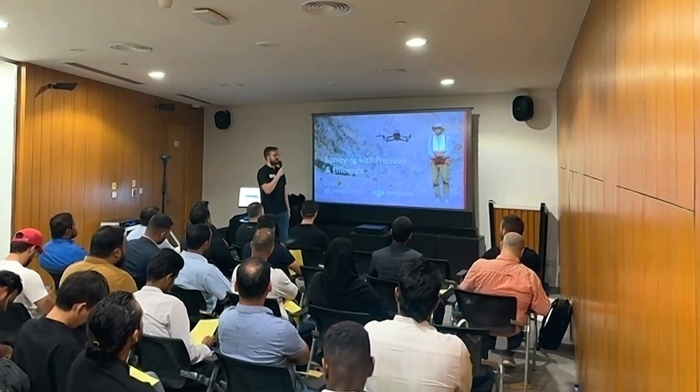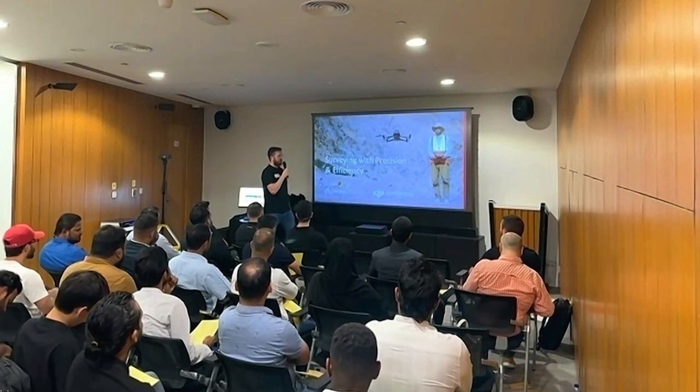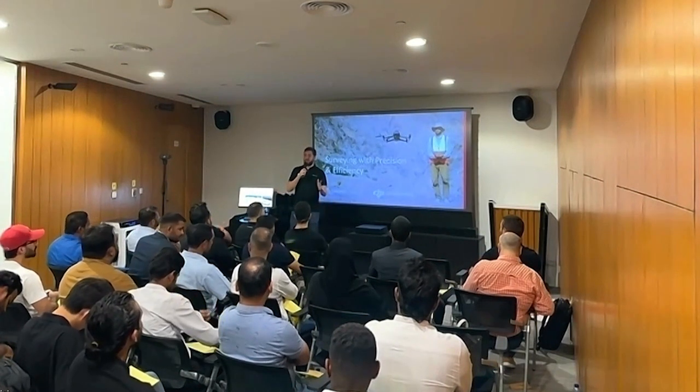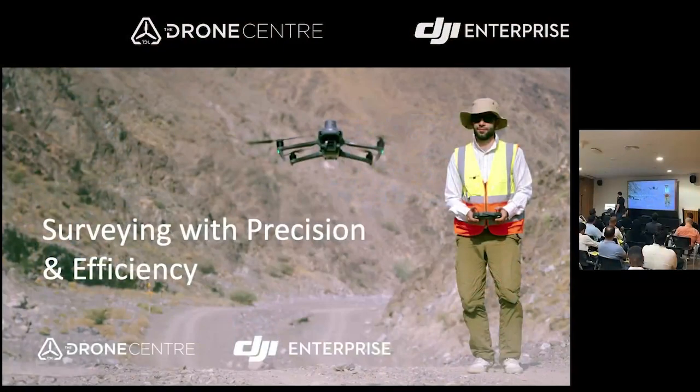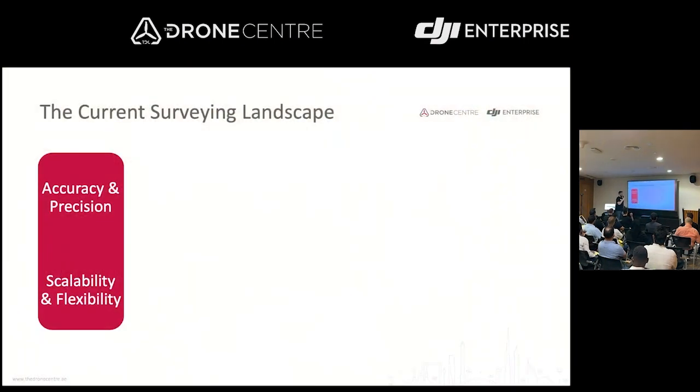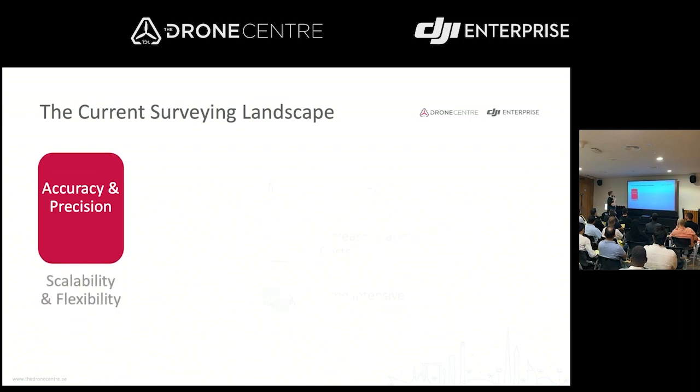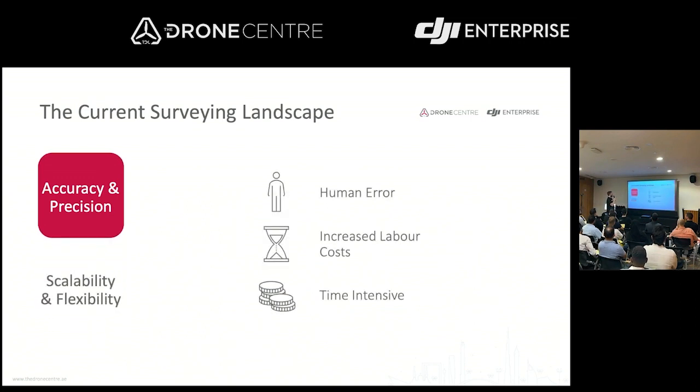Okay, so to start off with, I'm going to talk about a few of the pain points when we're looking at traditional methods of surveying. And those pain points are in both the accuracy and precision of using a traditional method, comparing that to a drone-based platform. Scalability and flexibility is also a very difficult thing when you're using traditional methods. So to touch on that, we're going to start with accuracy and precision.